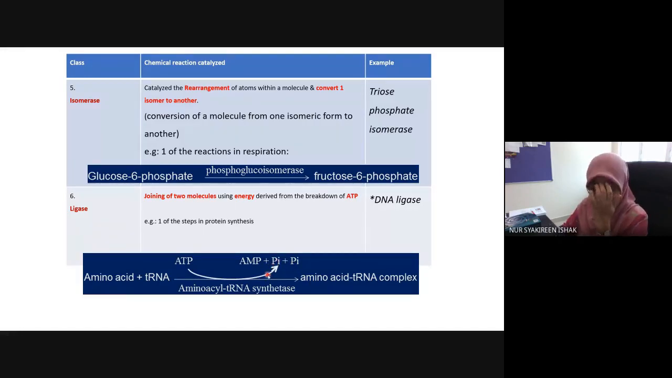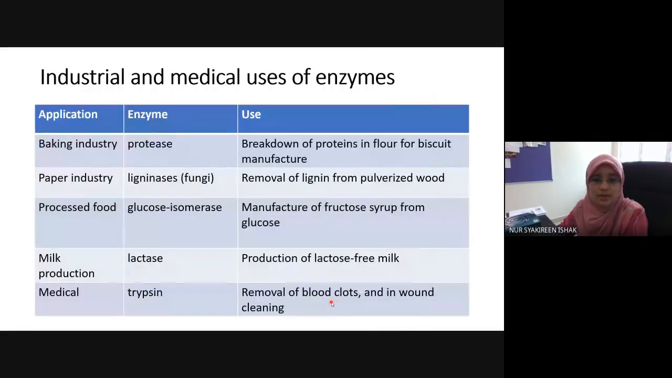Okay, so maksudnya kat sini terhasillah produk dia, which is amino acid tRNA complex. Amino acid sekarang ni dah terlekat dekat tRNA. Okay, because you have ligated the amino acid with the RNA, you have formed bonds, okay, between amino acid and also the tRNA molecule.